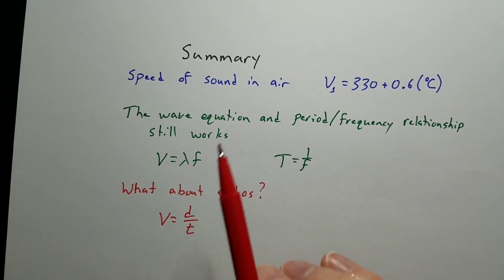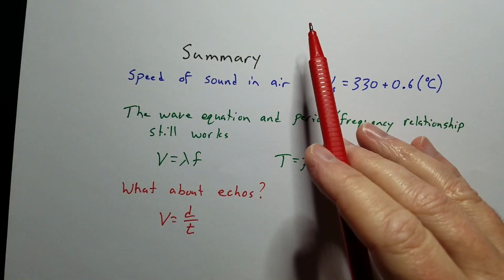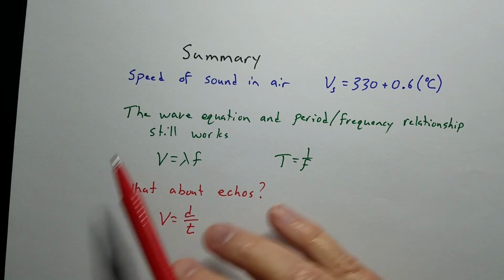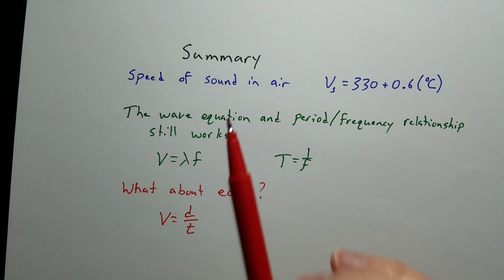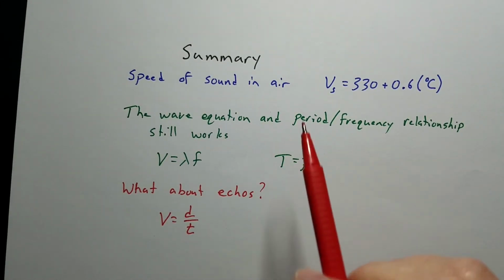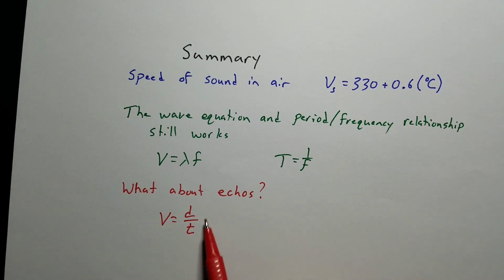But I can't forget that there are some questions where we just want to know how far out something is, or how long it takes an echo to go there and come back. And so in those cases where we're looking for more of a distance and a time rather than a wavelength or a period or frequency, we're going to go back all the way to V equals D over T and solve for whatever we need to.